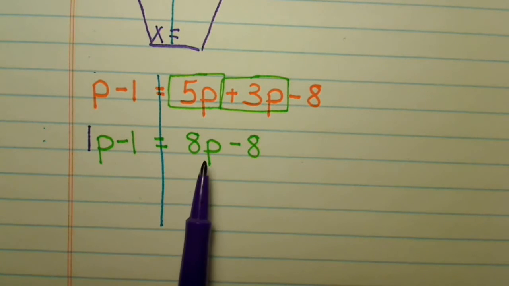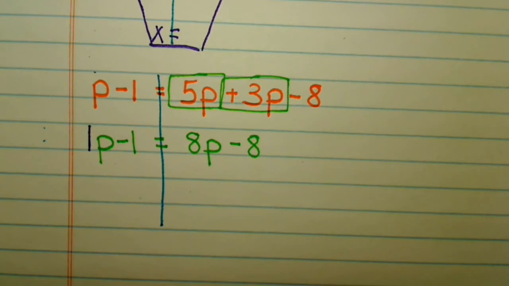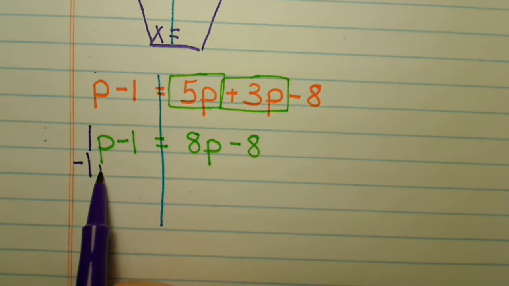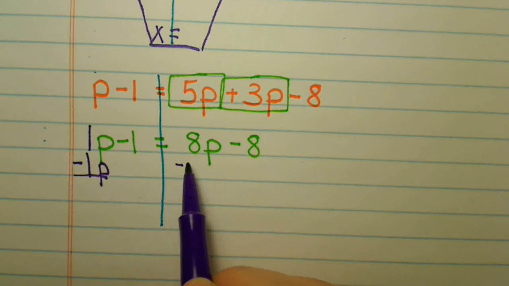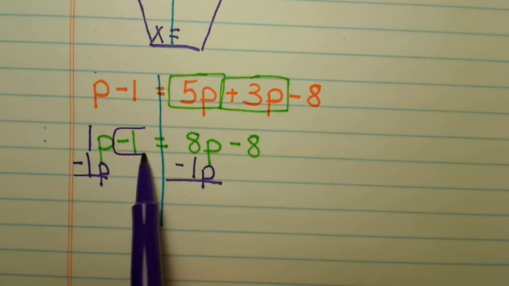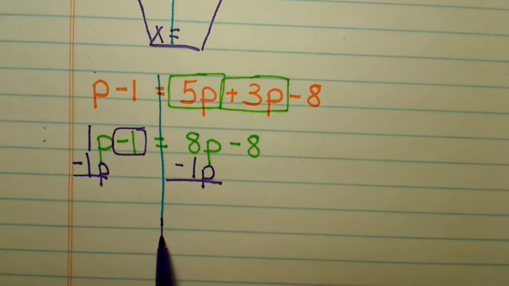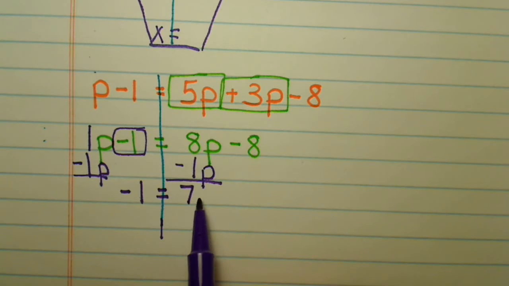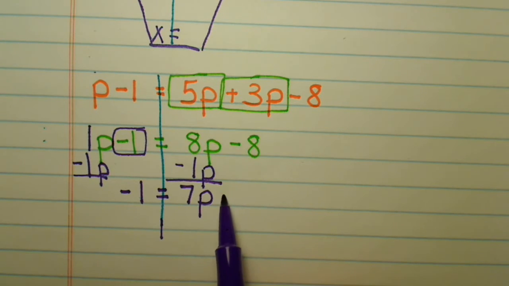To move anything over there, you have to use inverse operations. It's a positive 1p, so I'm going to subtract 1p from this side and subtract 1p from that side. Okay, anything over here I haven't worked with yet, I'm going to bring it down. Well, I haven't done anything with this minus 1, so I'm going to bring it straight down. Going to bring down the equal sign. 8p minus 1p is 7p. And now I'm going to bring straight down the minus 8.